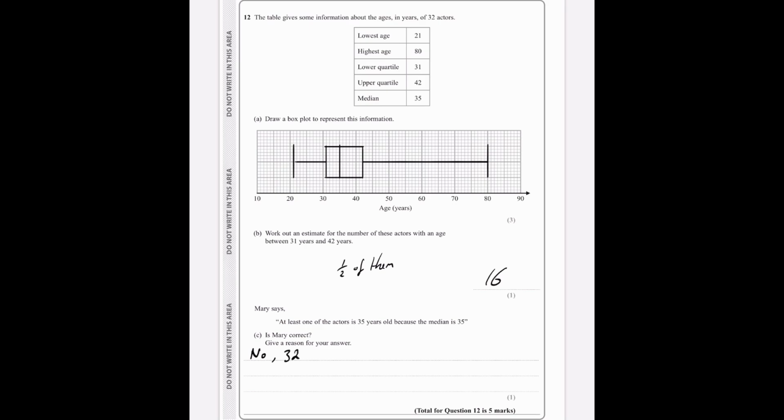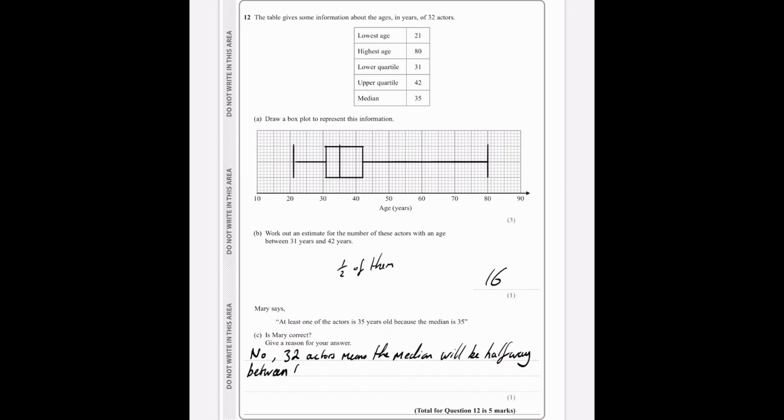Now, Mary makes a claim about the median, saying that at least one of the actors has to be 35 because that's the median. Well, that's not true. Because there are 32 actors, it is quite possible that the median is 35, but actually none of the actors are 35 themselves.